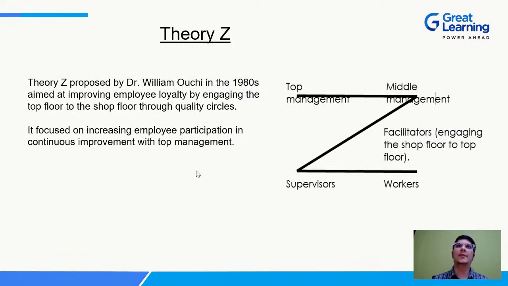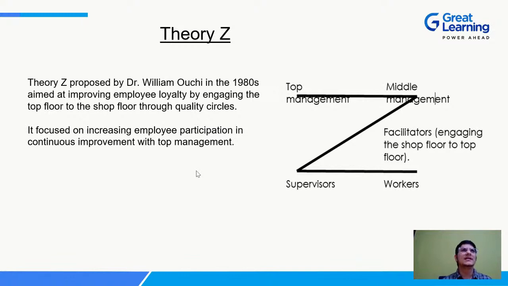What happens when you map out a process map? There is a very important concept called Theory Z. And I'm very sure all of us at various organizations, startups, MNCs, nonprofit organizations, know there is a top management, a middle management, supervisors, and workers. Now, if you wanted to communicate to the top management of the company, how would you do it? Because you have your supervisors, your middle management, and your top management.